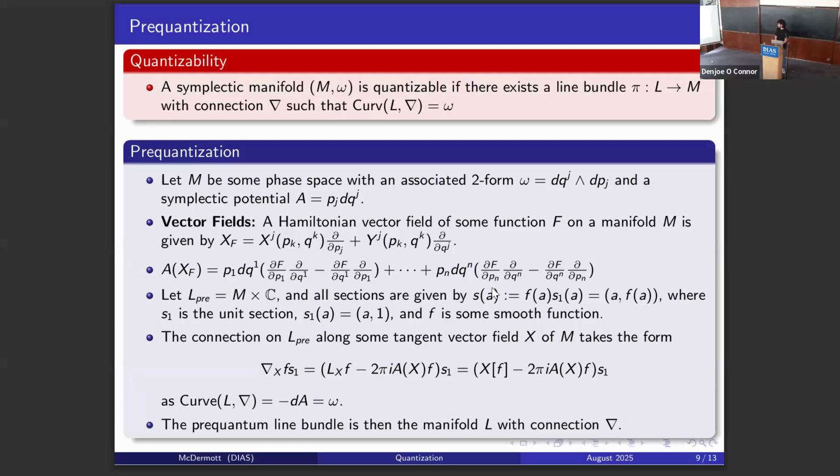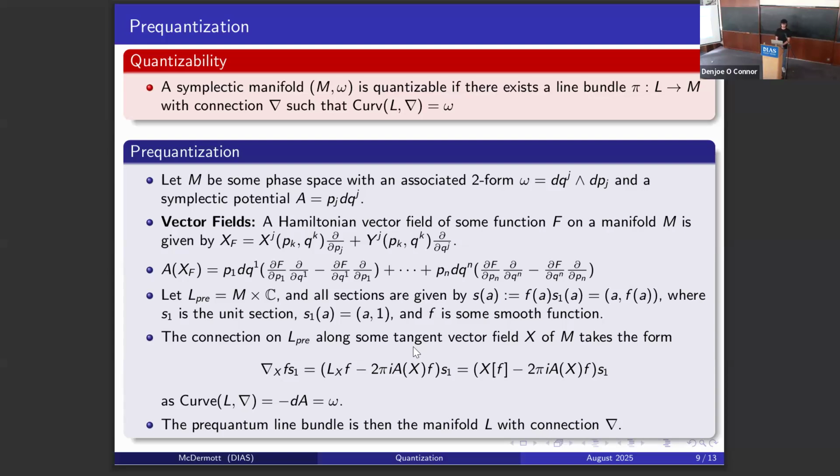We can see this a little bit here if we take some simple phase space M with an associated 2-form omega, which also has a symplectic potential, a one-form A given here. If this is true, we want the curvature of our connection on our line bundle above this manifold to be equal to this omega. So we have Hamiltonian vector fields of some functions on M given by X_f, which in general are functions of position and momenta and spanned by tangent vectors. And then the contraction of this with our one-form is given in general here. This is just a little bit to clarify what will happen later on.